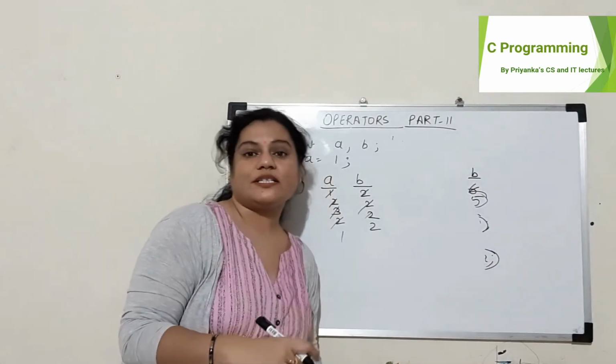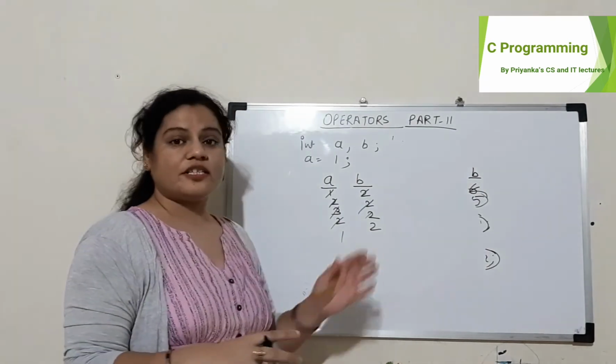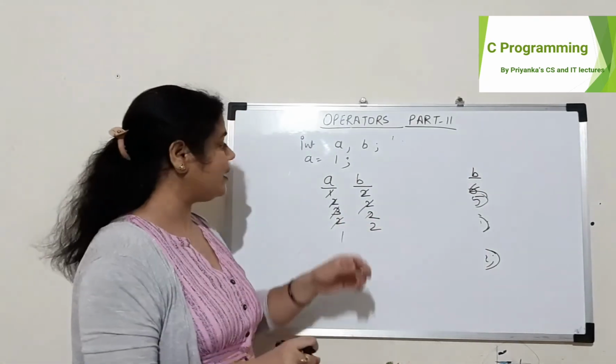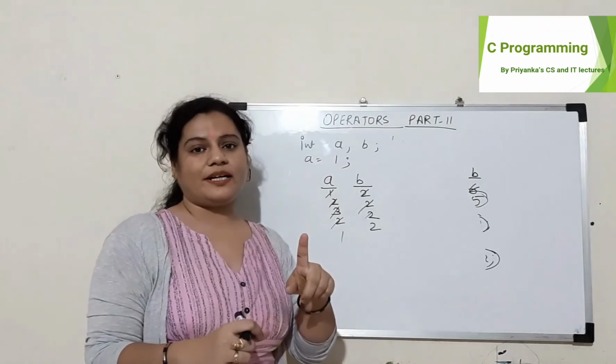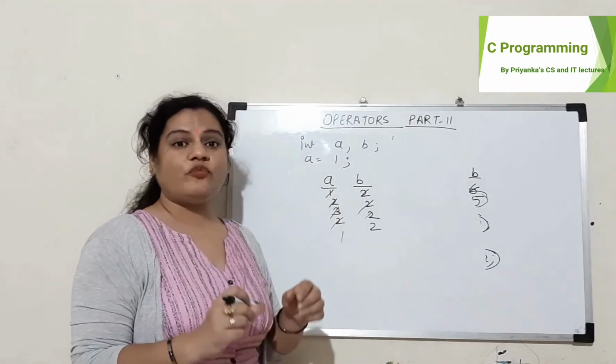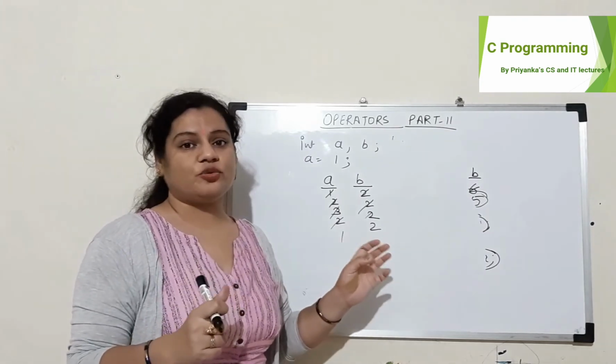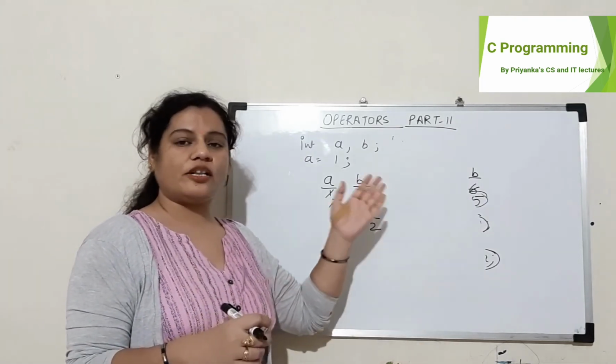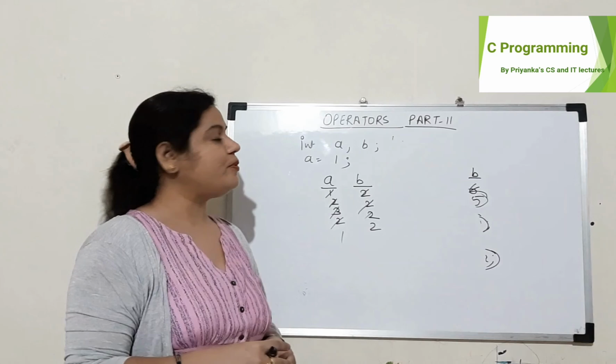I hope you understand the unary operator. This is called the unary operator because it always takes one operand as input. It is very important to understand because it is very widely used, in loops and all of programming.